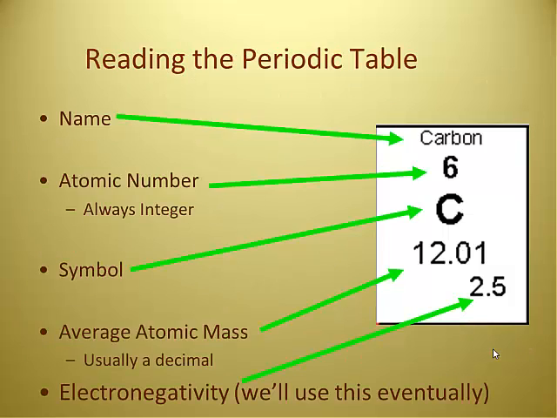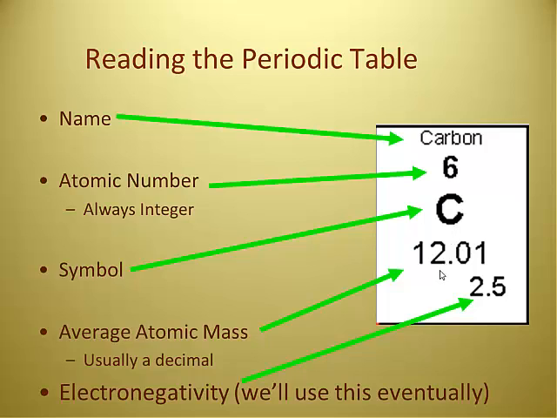All right, here we go. Reading the periodic table. If you haven't noticed yet, guys, your periodic table looks like this. Each of the tiles gives you a certain amount of information. Up on the top is the name. We get an atomic number, which is always an integer, meaning a whole number. The symbol, which you can see here, is C.